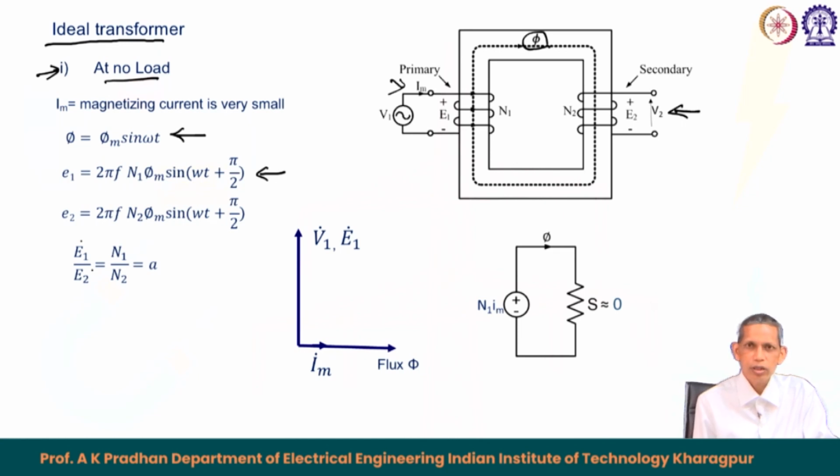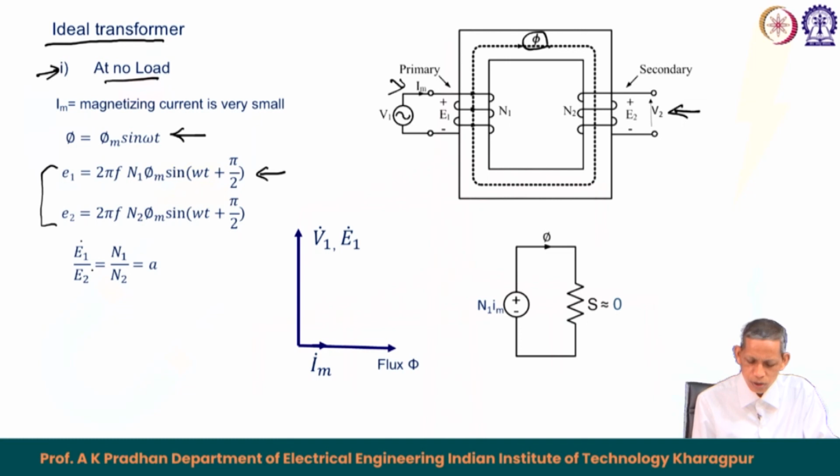So, this results in the ratio E 1 upon E 2 being n 1 upon n 2, and if you take these two into phasor terms from these instantaneous values, then the E 1 upon E 2 phasors also equal A equals n 1 upon n 2, that is the turns ratio of the transformer, that we have defined in the earlier lecture.